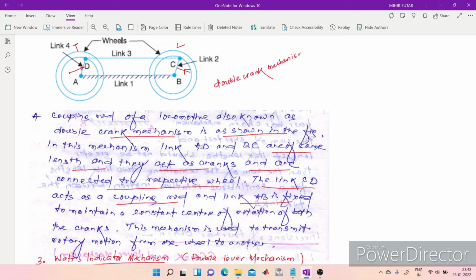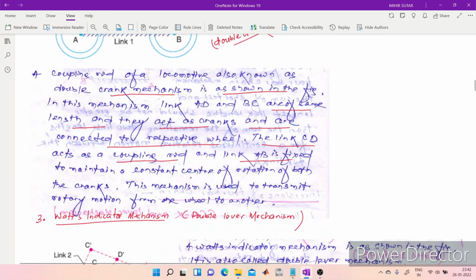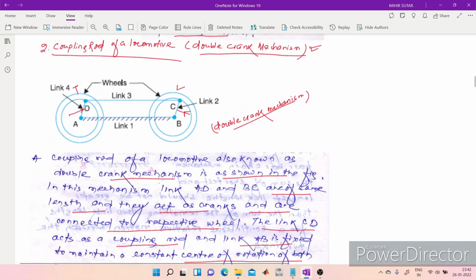Double crank mechanism. Now what is the advantage of this? This mechanism will help to maintain a constant center of rotation of both the cranks. It is used to transmit the rotary motion from one wheel to the other, basically. If the leading wheel is powered first, then the motion of the leading wheel will be transferred to the trailing wheel because of the presence of this coupling rod. This is the advantage.